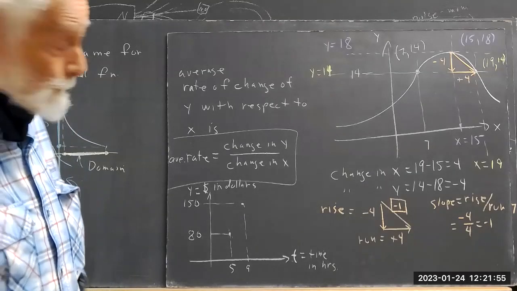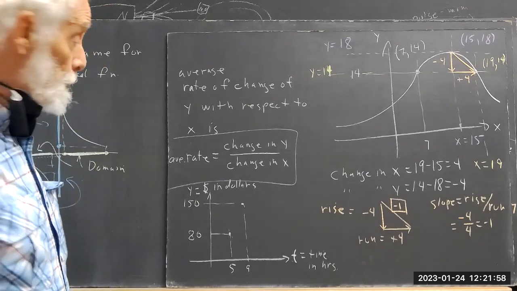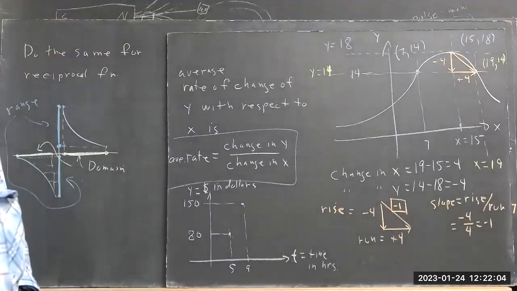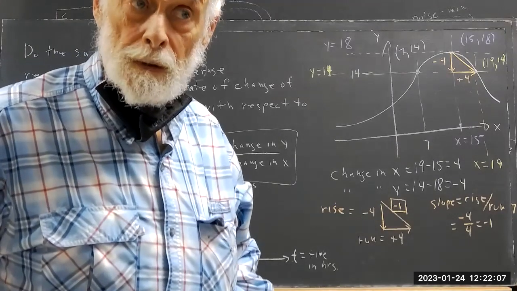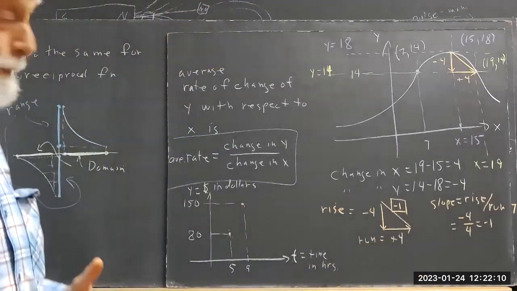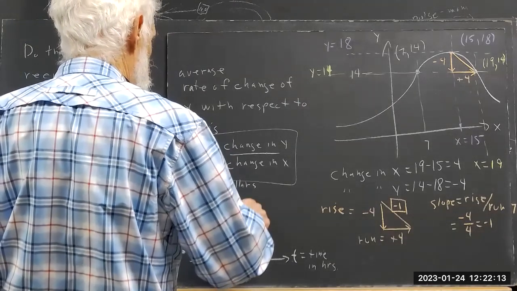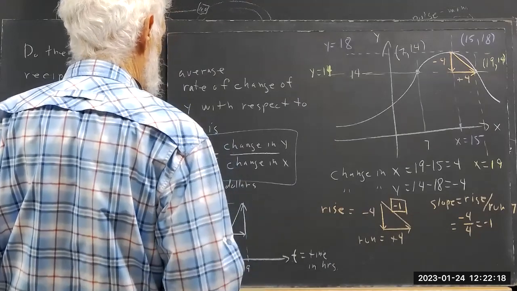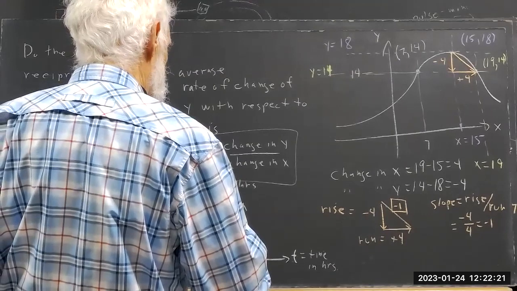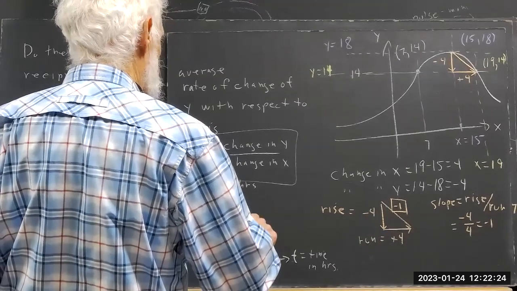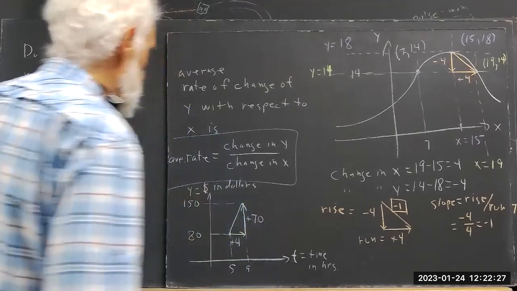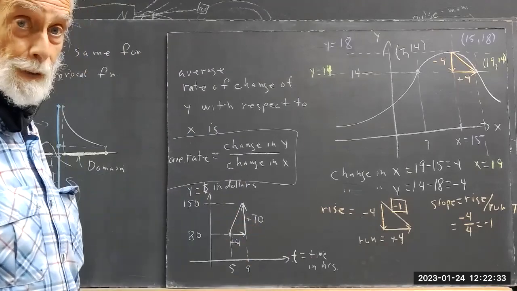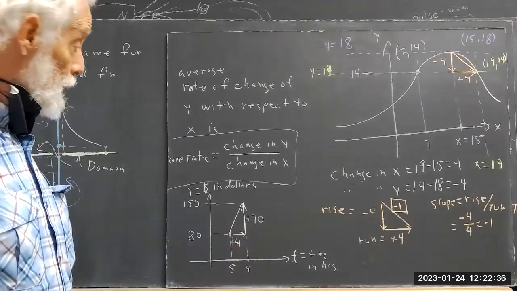What's the story? Well, the story here might be after 5 hours, we got $80. After 9 hours, we got $150. At what rate are we gaining money? Well, we draw our fundamental triangle. Go from left to right, and we have plus 4 here and plus 70 here. Those numbers should be pretty obvious. We go from 80 to 150, that's plus 70. The run is 4, the rise is 70.